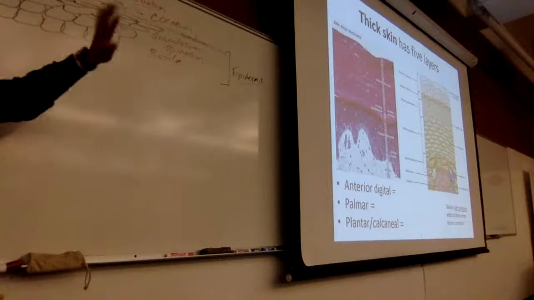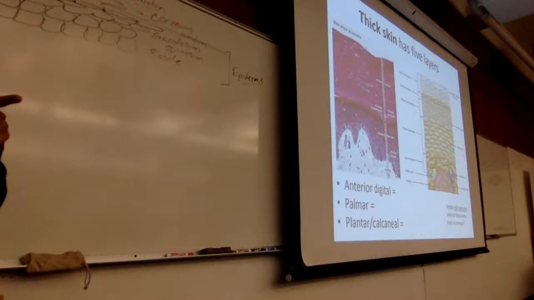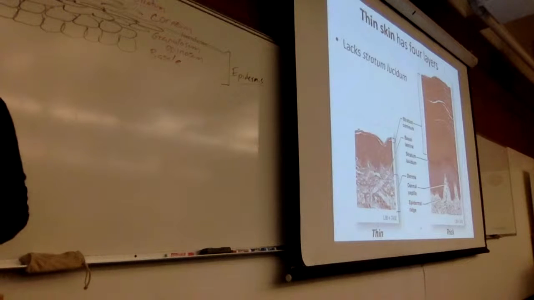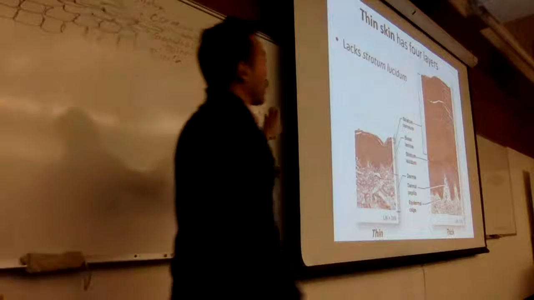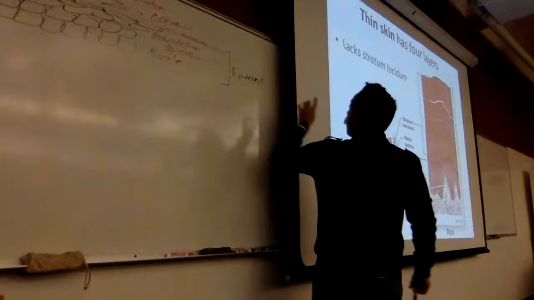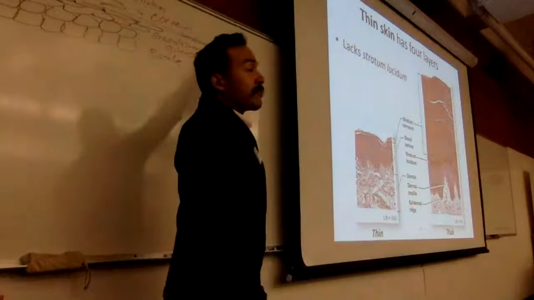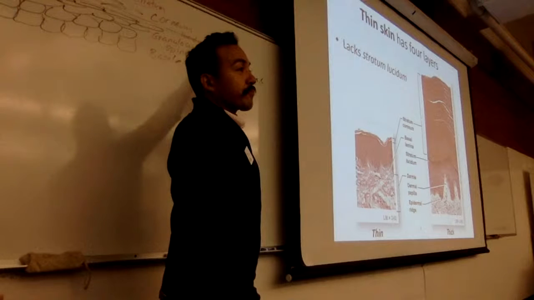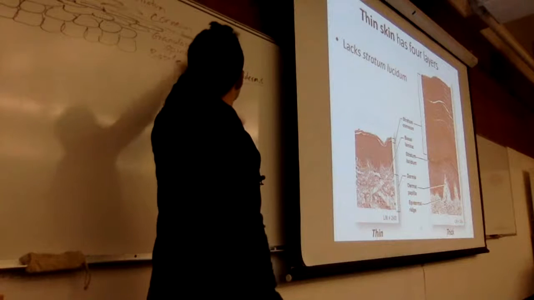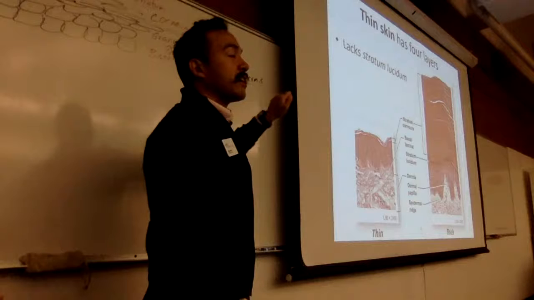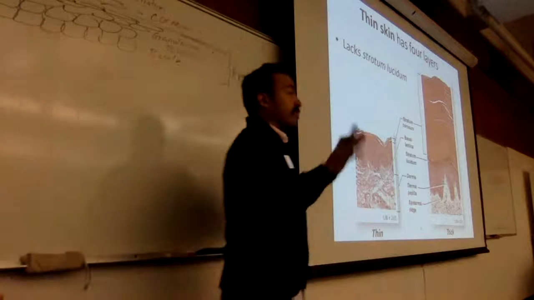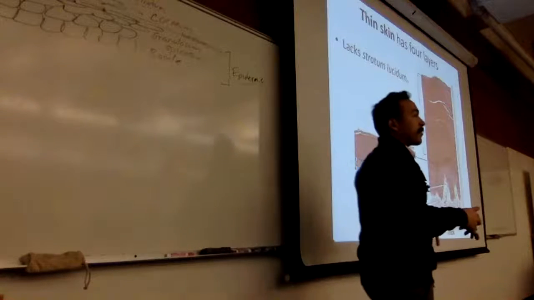So thick skin, 5 layers, no hair. There's no hair in these areas. Thin skin has 4 layers. The one that it does not have is stratum lucidum. It has the others, corneum, granulosum, spinosum, basale. And it's found everywhere else, not your palms, not the bottoms of your feet.